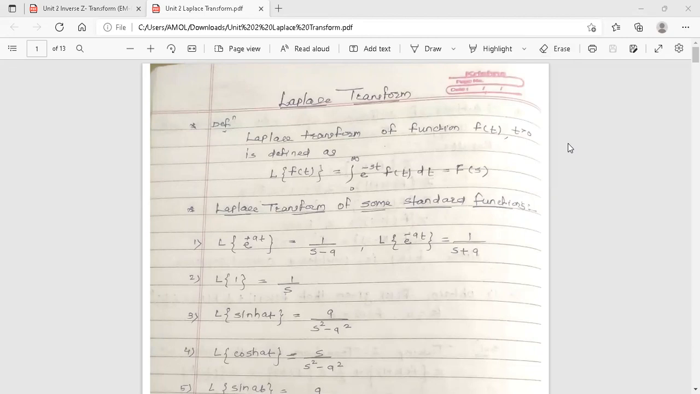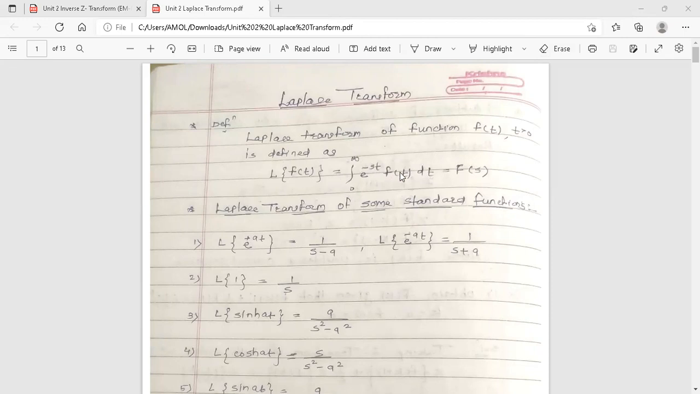What is Laplace transform? The definition: Laplace transform of a function f(t), when t is greater than 0, is defined as follows. The L operator is used to denote Laplace transform. L{f(t)}, the Laplace transform of f(t), is equal to the integration from 0 to infinity of e^(-st) f(t) dt, which is equal to F(s).